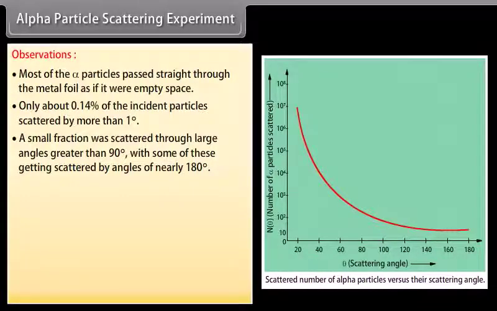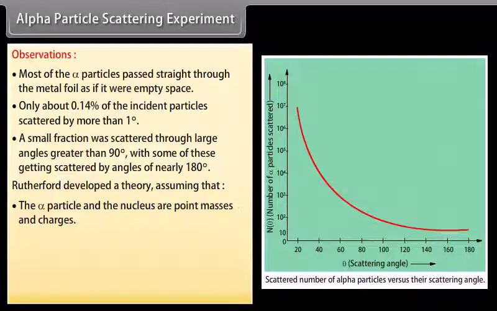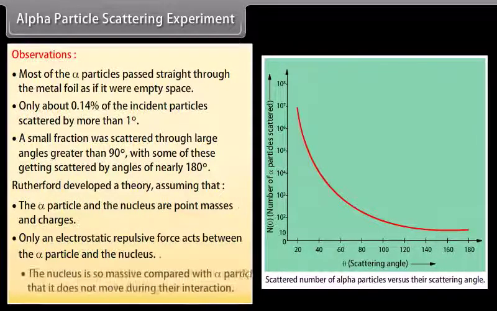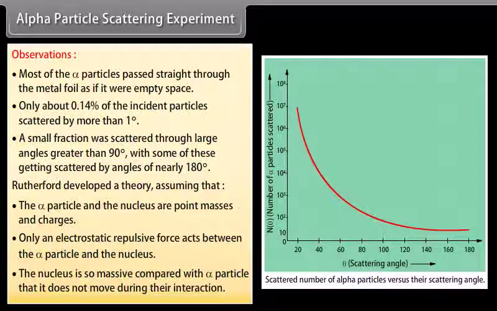Rutherford developed a theory assuming that the alpha particle and the nucleus are point masses and charges. Only an electrostatic repulsive force acts between the alpha particle and the nucleus. The nucleus is so massive compared with the alpha particle that it does not move during the interaction.